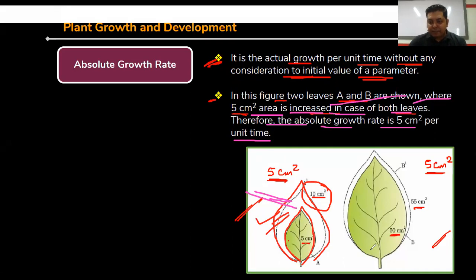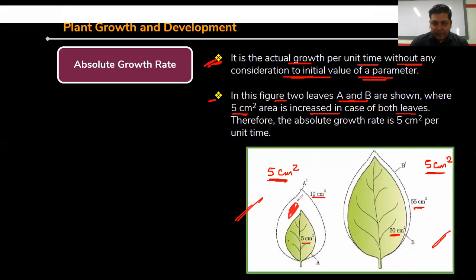So here also same thing. This is the original one, right? And another 5 cm square is increased here, and the original leaf here is 50 cm square, 5 is increased, then total 55. But we are taking here only the 5 cm square, only this portion here. Clear? This is called absolute growth rate or actual growth rate. Here we are taking only the increased portion. We are not taking the previous one or the previous length.